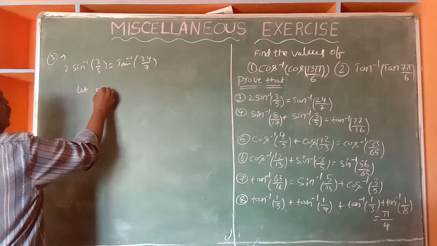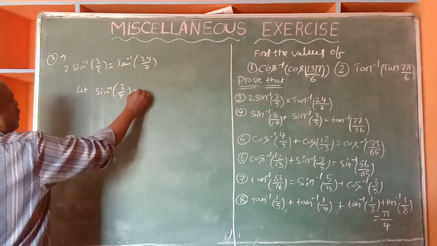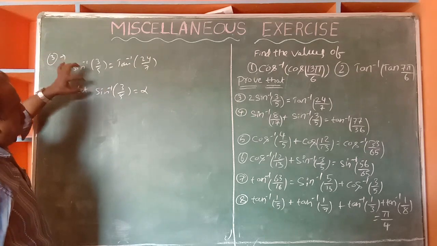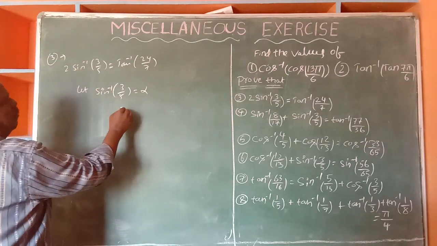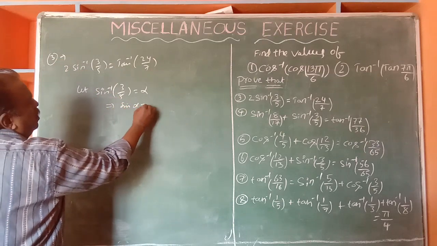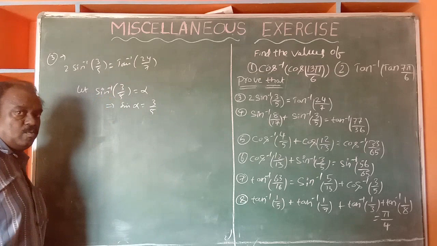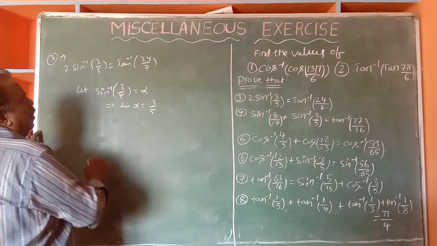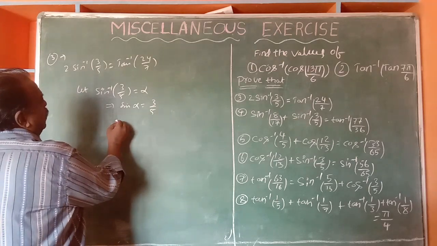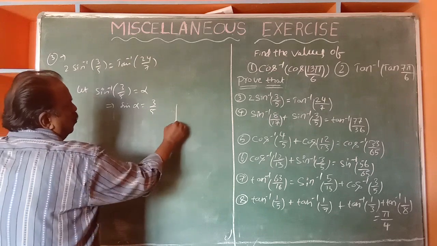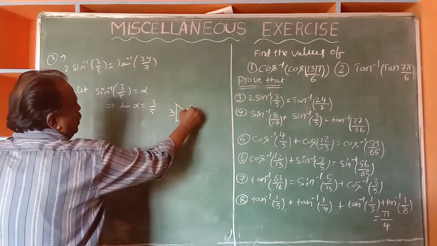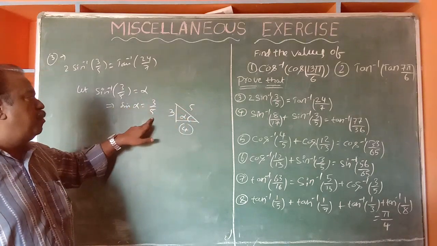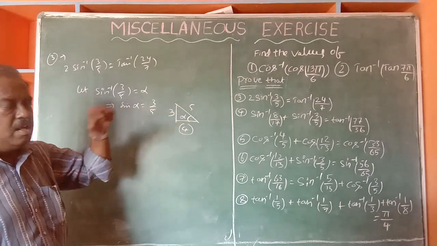Let sine inverse 3 by 5 be alpha. I am simply considering sine inverse 3 by 5 from the LHS, equal to alpha. That implies sine alpha is equal to 3 by 5. Then write the triangle: it is 3, 5, and 4. We know sine alpha is opposite side by hypotenuse. Then the adjacent side is 4, by using the Pythagoras theorem.